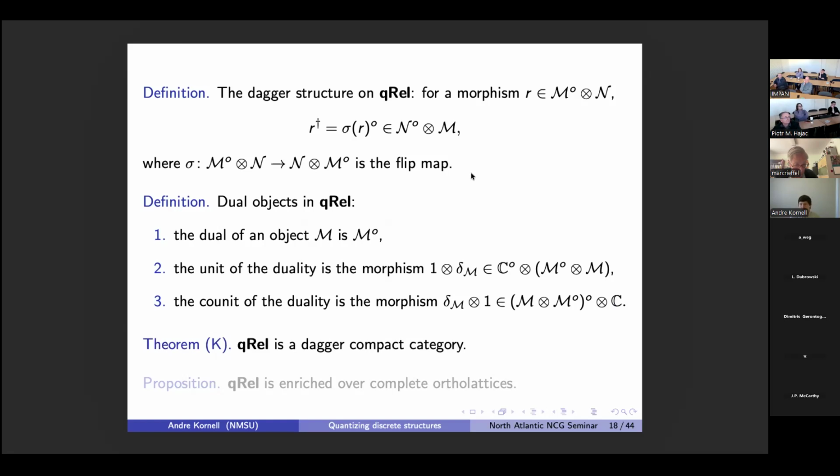So theorem, QREL is a dagger compact category. This structure automatically gives us an enrichment. So indeed, QREL is enriched over complete ortholattices, and you know exactly what this enrichment looks like. You know how to order projections, you know when two projections are orthogonal, and so on. So maybe this is a good place for me to pause in case people have questions. Okay, I'll keep going.